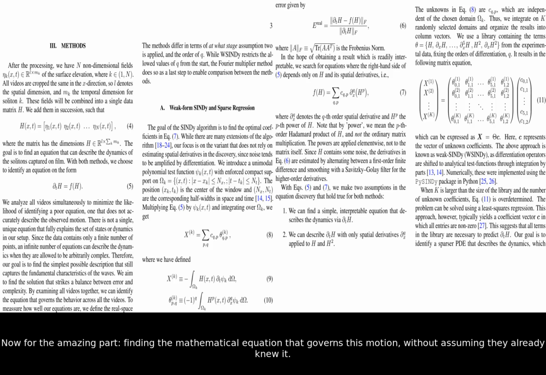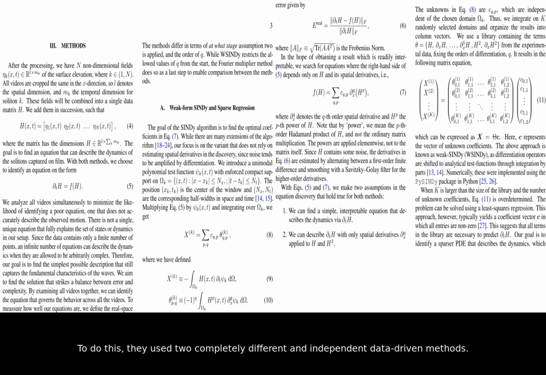Now for the amazing part: finding the mathematical equation that governs this motion without assuming they already knew it. To do this, they used two completely different and independent data-driven methods. Think of it like two detectives investigating the same case, but using totally different techniques.